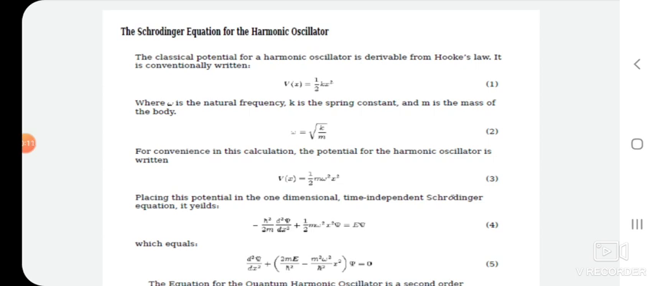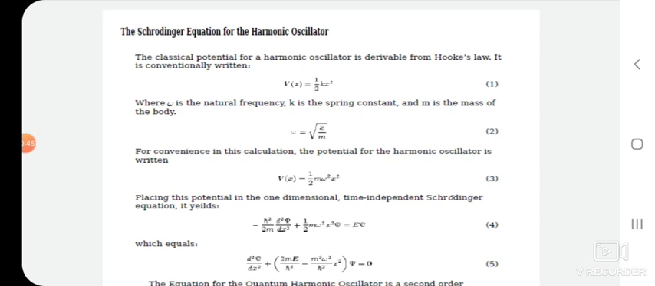In the last lecture, we discussed the Schrodinger equation for the harmonic oscillator. For that, we defined a potential energy and its natural frequency, and we substituted that potential energy value in Schrodinger's time-independent wave equation. That is H psi equals E psi, where H is the Hamiltonian operator, which is equal to minus h cross square by 2m dou square by dou x square plus V, so H psi is equal to E psi.